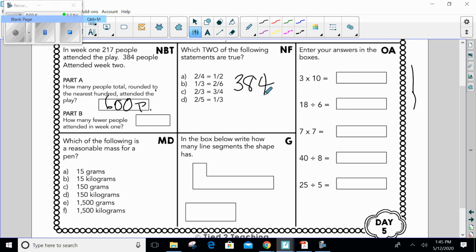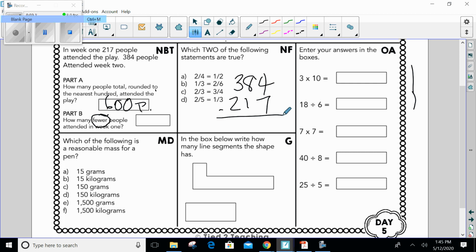384, 217. Now what is my keyword that tells me what operation to use? You guessed it. It is fewer. Those ER words, longer, shorter, fewer, those tell me that I need to subtract in word problems. So let's do that. Okay.